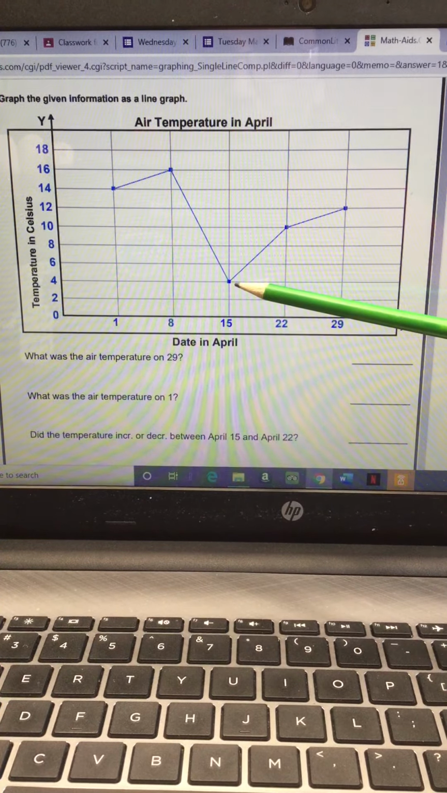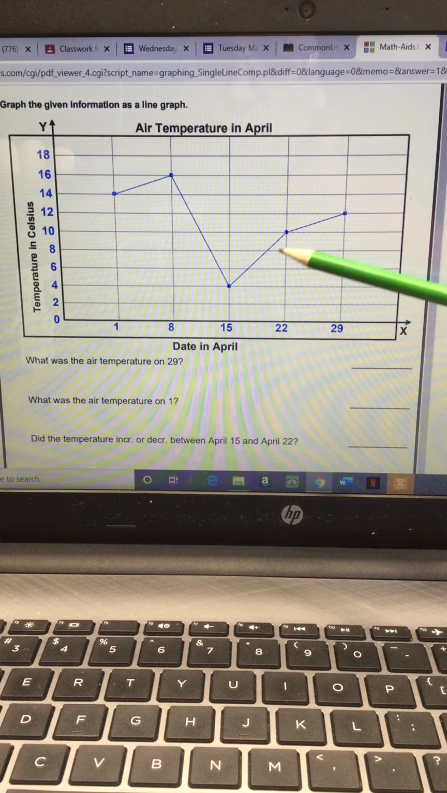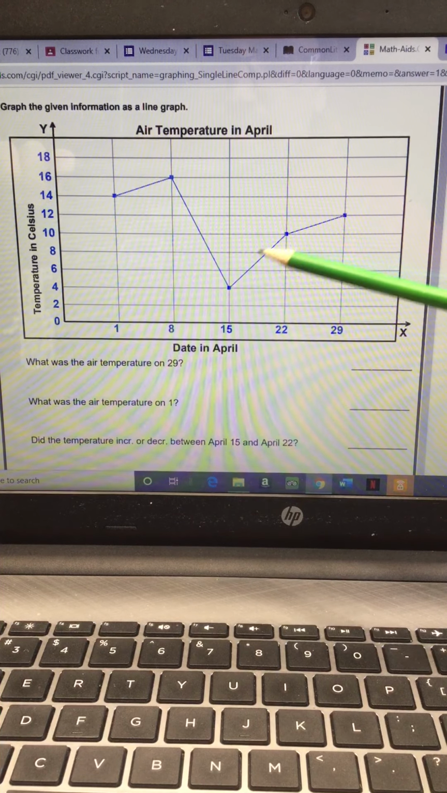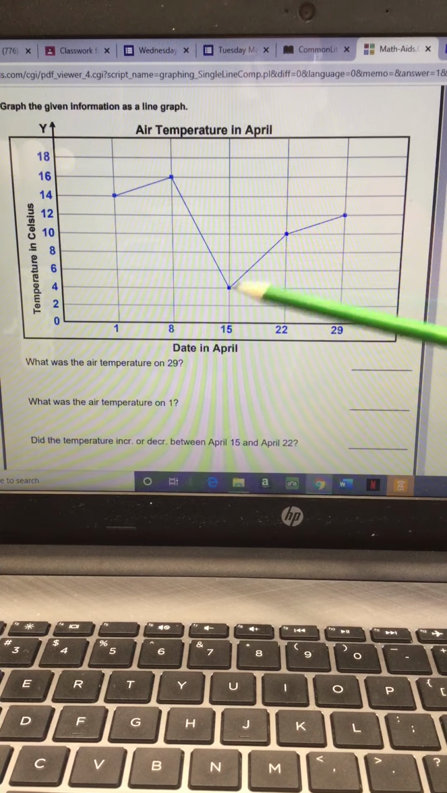It actually went from 4 to 10. So that means our range for this is 6. That's the distance, the temperature difference between the 15th and the 22nd.